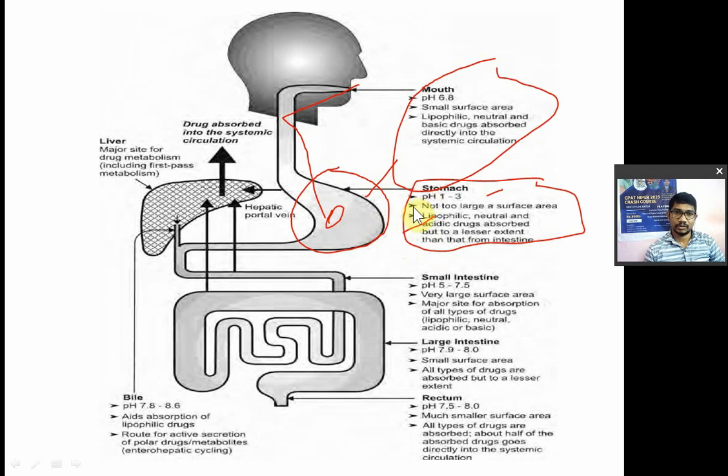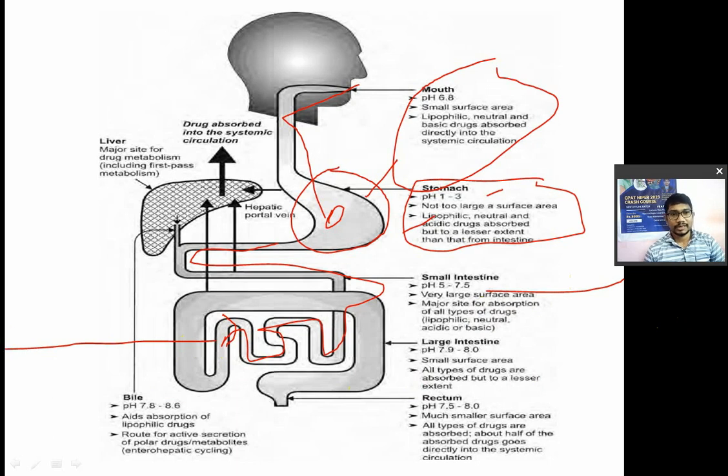Now the drug will move into the small intestine. The small intestine offers a huge surface area for drug absorption, so most of the absorption takes place from the small intestine. You have to remember that mostly drugs are absorbed from the small intestine, again depending on the physicochemical properties of the drug. What is the pH in the small intestine? It is around 5 to 7.5, and a very large surface area is available, which is why absorption takes place. So mostly absorption takes place from the small intestine.